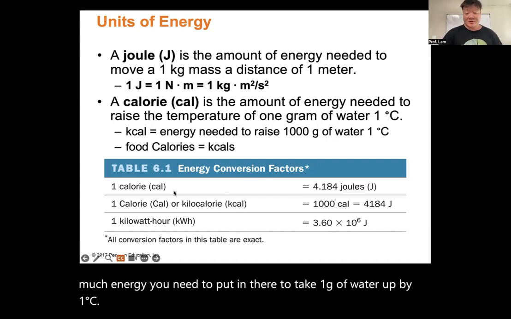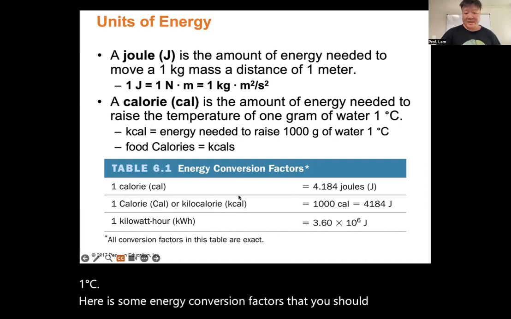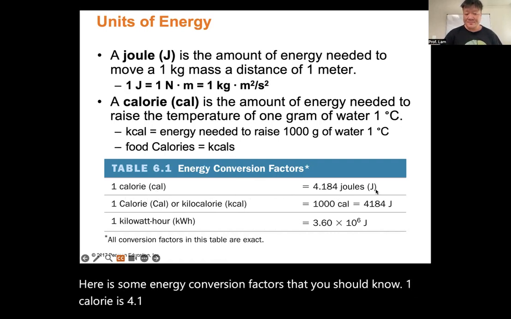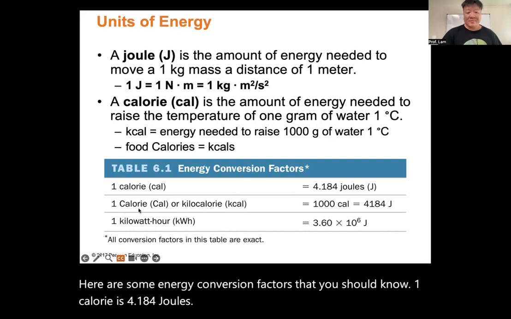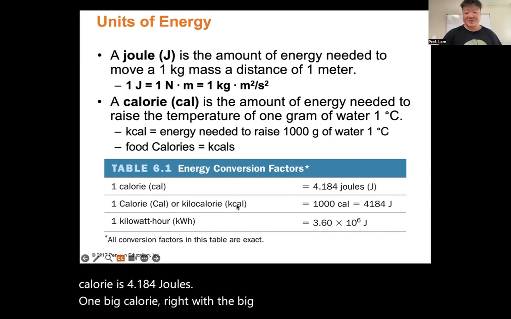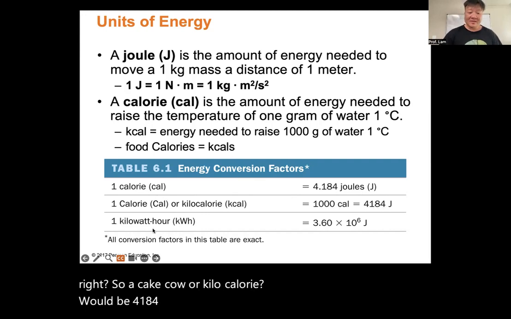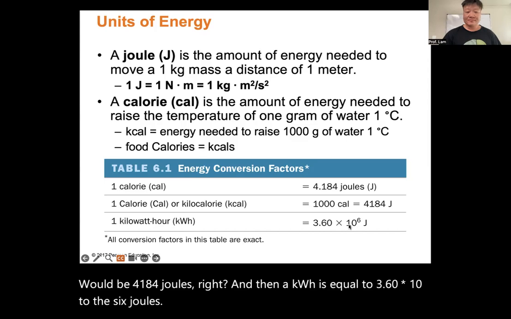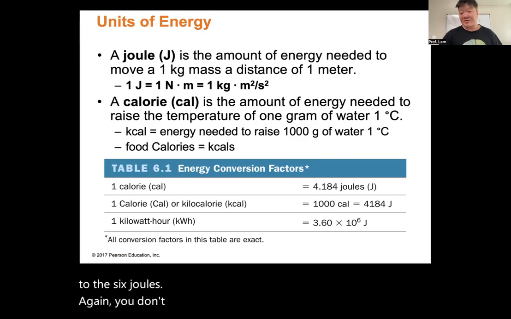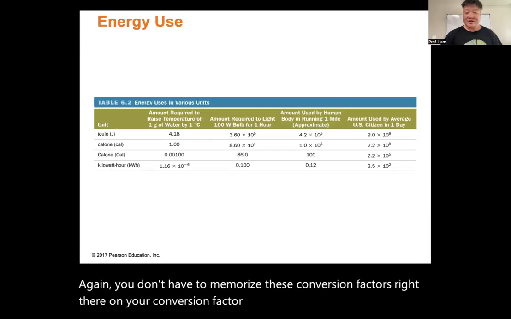Here are some energy conversion factors that you should know. 1 calorie is 4.184 joules. 1 big calorie, with the big C, is actually 1,000 little calories, so a kcal or kilocalorie would be 4,184 joules. And then a kilowatt hour is equal to 3.60 times 10 to the 6 joules. Again, you don't have to memorize these conversion factors. They're on your conversion factor sheets. You just have to know how to use them.